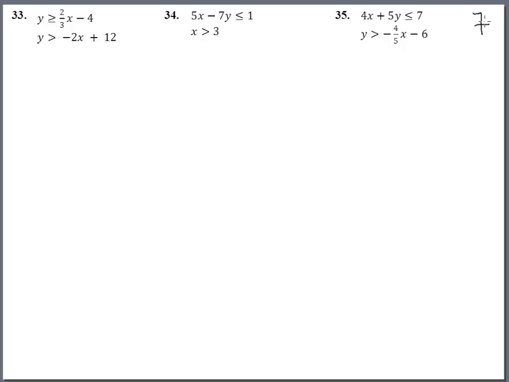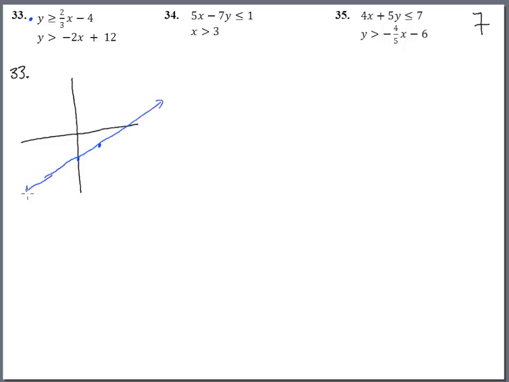Here we are on the bottom of page 7, numbers 33 through 35. Number 33, we're going to graph the solutions to these inequalities. So here's our graph. First one, y equals 2/3 x minus 4. Let's color that guy blue. So we have -4 as our intercept and up 2/3, and that is a solid line.